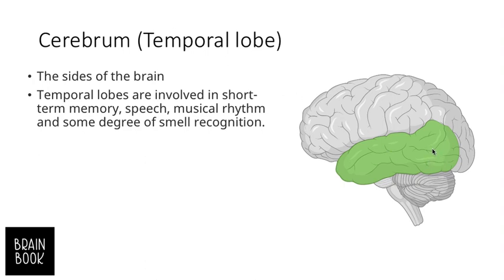Temporal lobe. We have two temporal lobes, the left temporal lobe and the right temporal lobe, and these are on the sides of the brain. The temporal lobes are involved in short-term memory, speech, musical rhythm, and some degree of smell recognition.